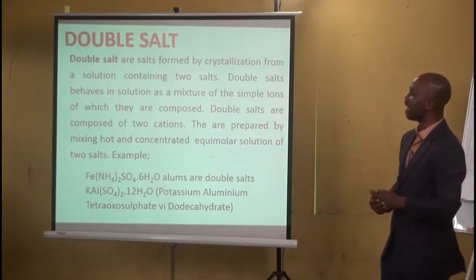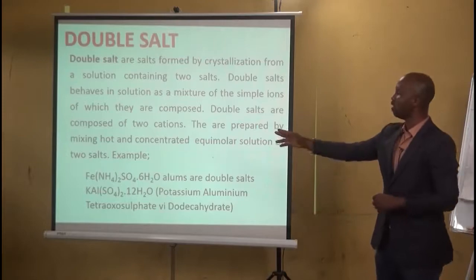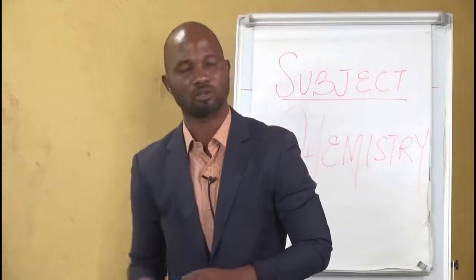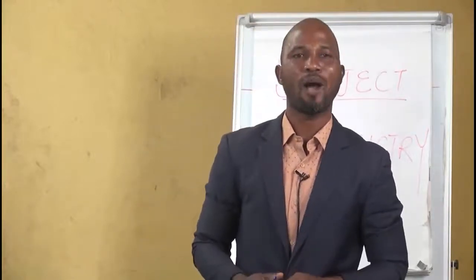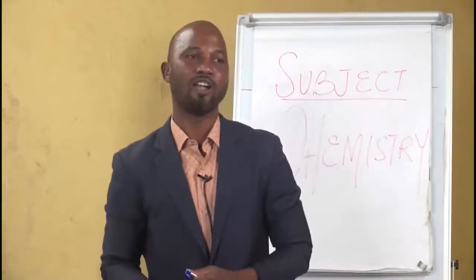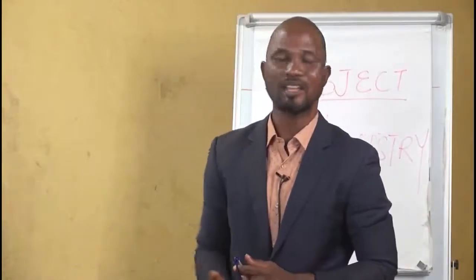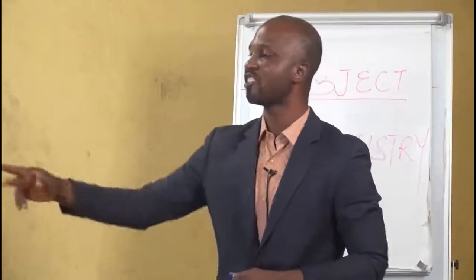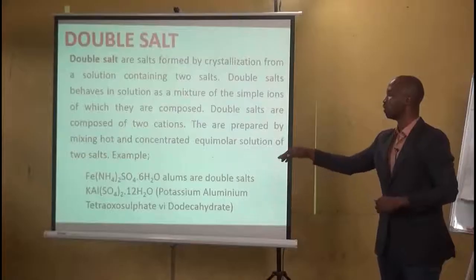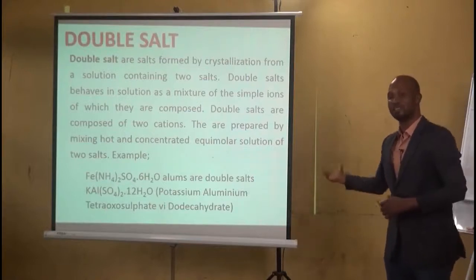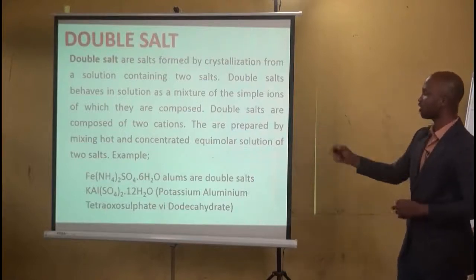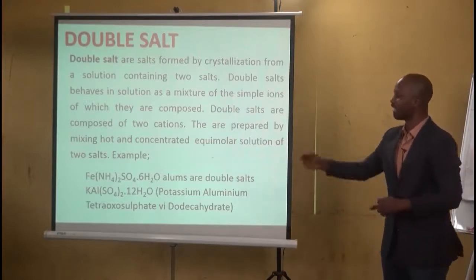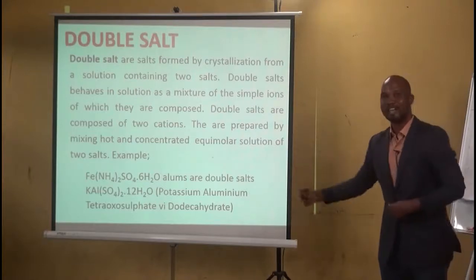So some examples there are, you can see iron ammonium tetraoxosulfate 6, which is a double salt. Majorly, the alums that we use are double salts. And you can see that the alum you use for coagulating your water during water treatment is potassium aluminium tetraoxosulfate 6 dodecahydrate, and that is the 12 waters of crystallization in that substance. So it's an example of a double salt. The two cations there are potassium and aluminium.